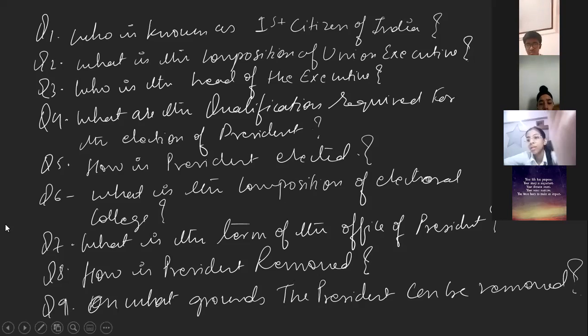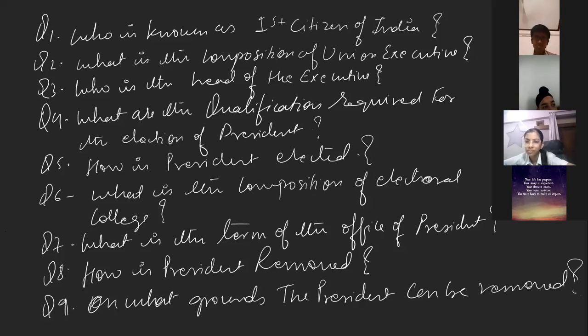Sir, the answer of question 8 is the resolution to impeach may be moved in any of the houses. That sentence only, no? No, you have to write the complete thing which is mentioned in the paragraph. The president can be removed from his office for the violation of the constitution by the process of impeachment. The resolution to impeach may be moved in any of these houses and has to be passed by a two-thirds majority. The complete thing.